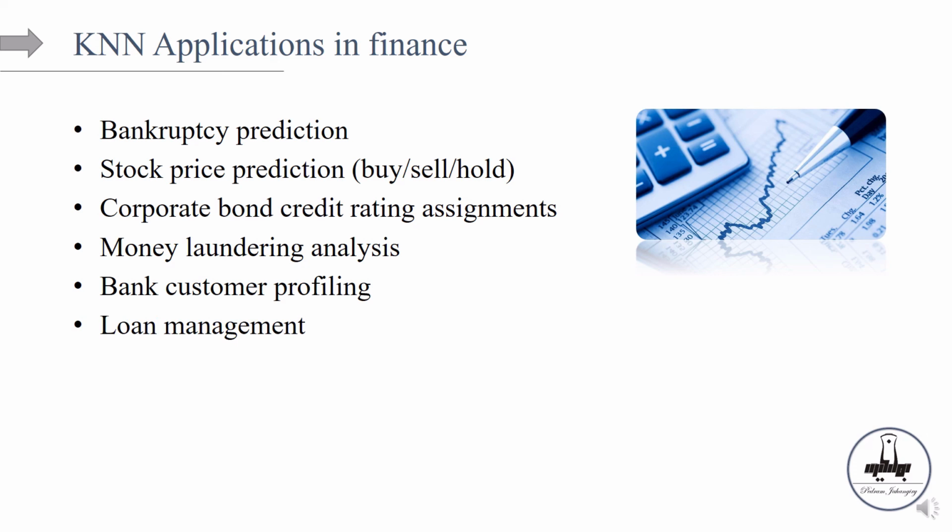Another example, you can think of loan management. If you're a lender and you want to decide whether you should lend to someone or not, right? Again, in all these examples, the feature size is small and manageable. So that's why we can think of KNN as a classifier.